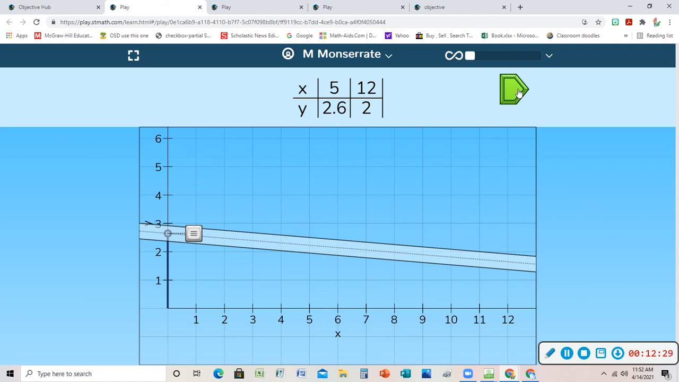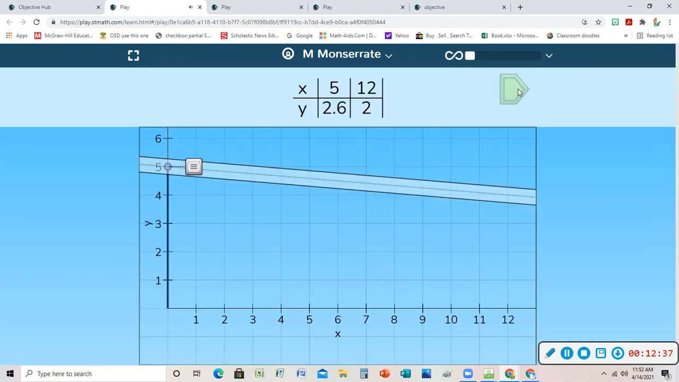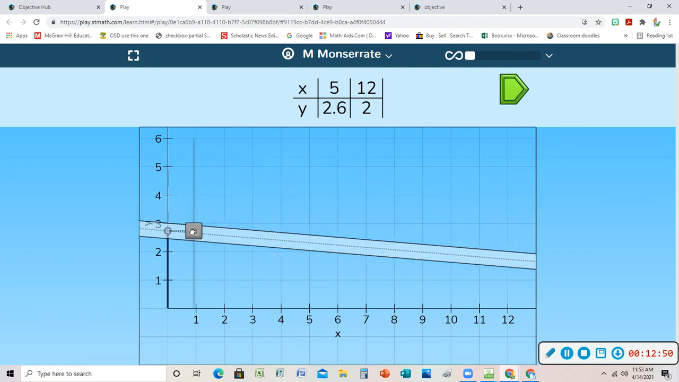Let's try now. Whoops. It's just a little bit off. My x is at 5. My y is at 2.6. I guess I have to move it over here. There we go. So now my x is at 5, my y is at 2.6, and my x at 12 is going to be up at 2. I'm pretty close. Let's see if that one works.